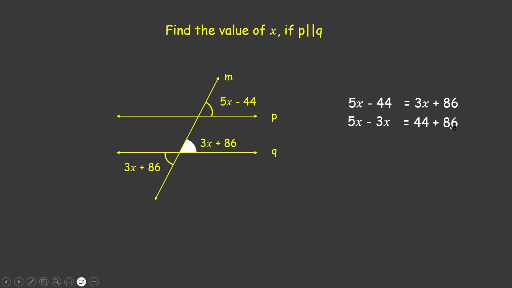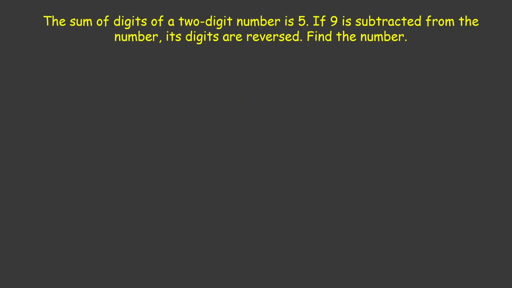44 plus 86. 5x minus 3x is 2x and 44 plus 86 is 130. So x is equal to 130 divided by 2, which is 65 degrees. The value of x is 65 degrees.